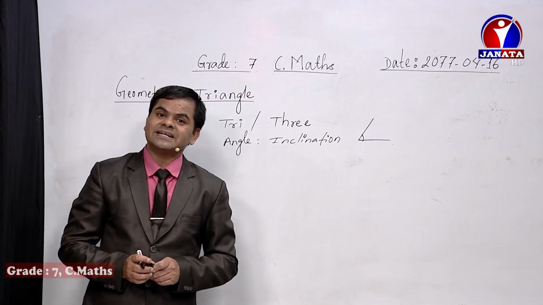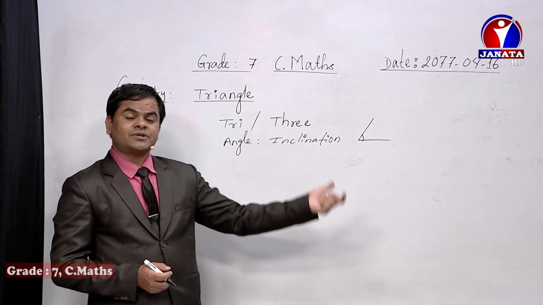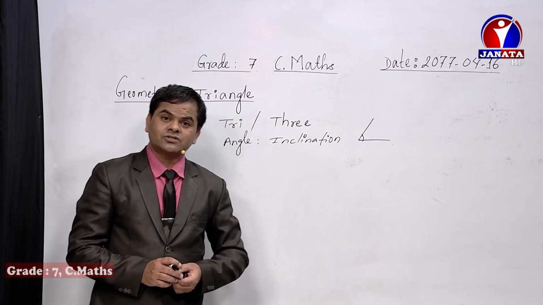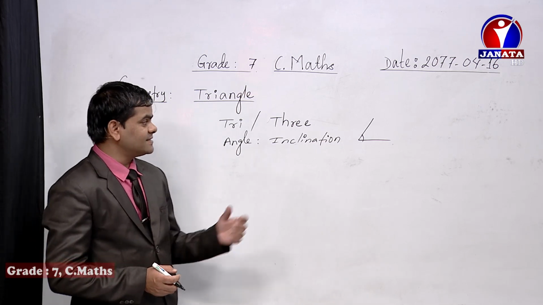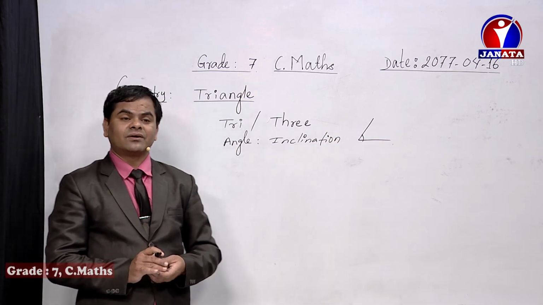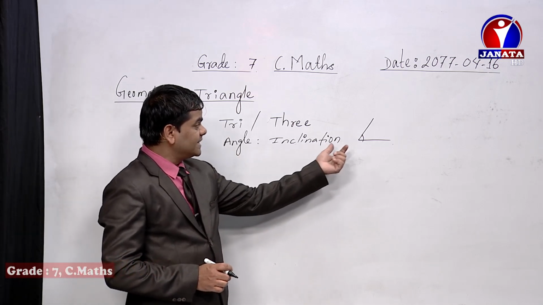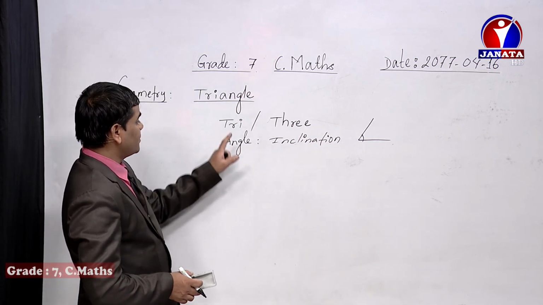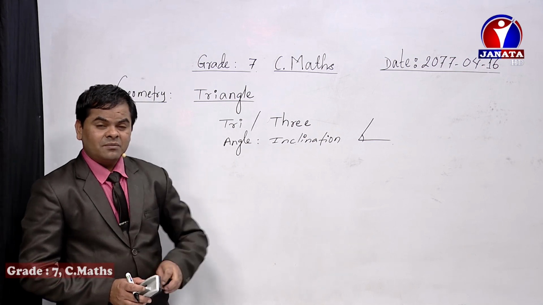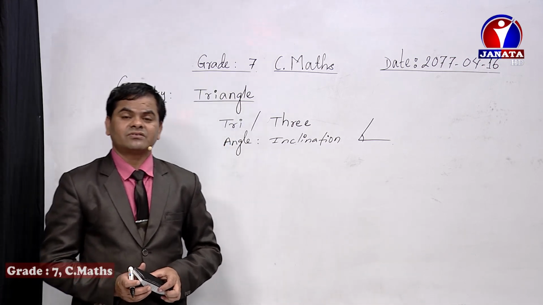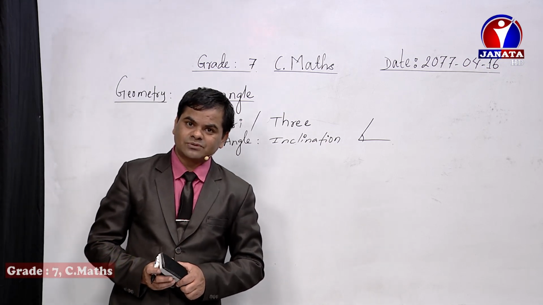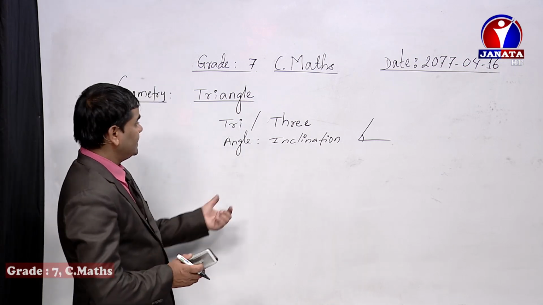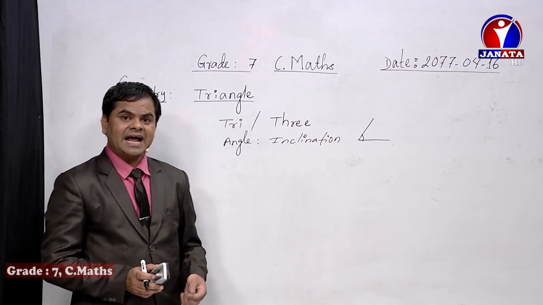That degree of measurement is known as angle. That degree of measurement in between the two straight lines when they cross each other through a point by making a certain slope or inclination is known as the angle. It's simply we can write as inclination. So tri plus angle, triangle. Triangle means a polygon whose three sides connect to each other, and then there are three angles when those three sides are connected. So triangle is a polygon having three sides as well as three angles.